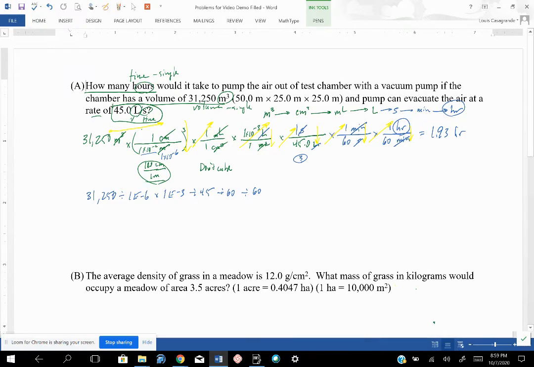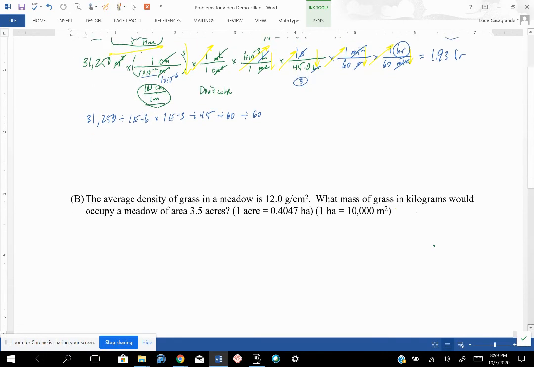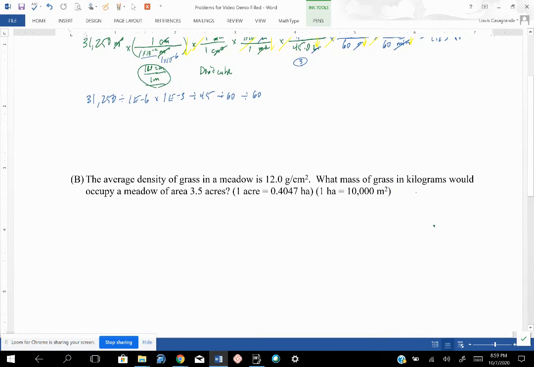Let's look at the next problem. In this next problem, we have a similar thing in which we have to worry about a density, but this time the density is an area density. And so we have the average density of grass in a meadow is 12.0 grams per centimeter squared. What is the mass of the grass, that rhymes, in kilograms that would occupy a meadow whose area is 35 acres?